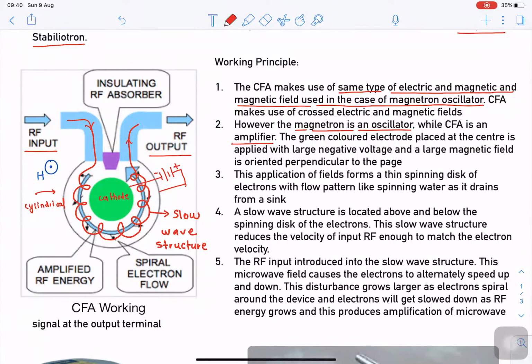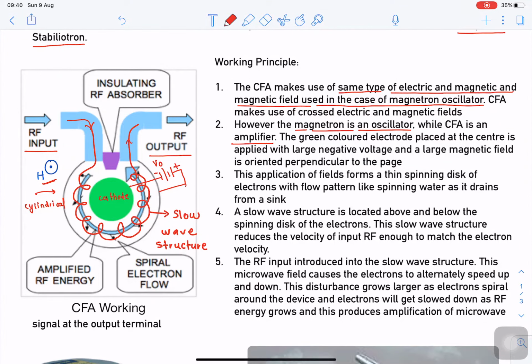So the green colored electrode placed at the center is applied with a large negative voltage, and a large magnetic field is oriented perpendicular to the page. The green circle in the left hand side diagram acts as a cathode, right? The perpendicular magnetic field is shown over here. The electric field already exists between the cathode and the outer cylinder, and the DC voltage is denoted by V0, right?